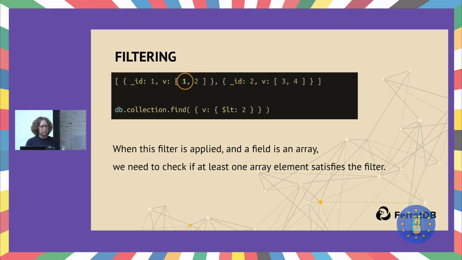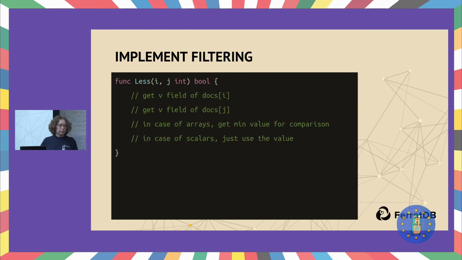In our particular case, we have two documents, and in the first document, we have an array element that satisfies the condition. It's the element 1, so the result of the filter should be the first document. We should expect the first document when we implement such a filter. Okay, let's implement the filter.